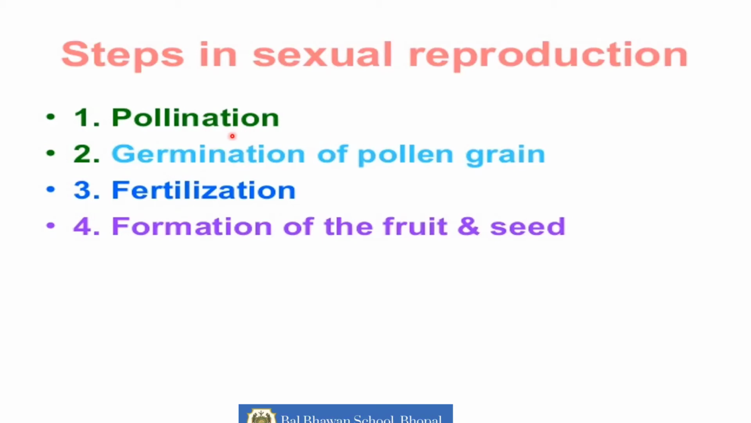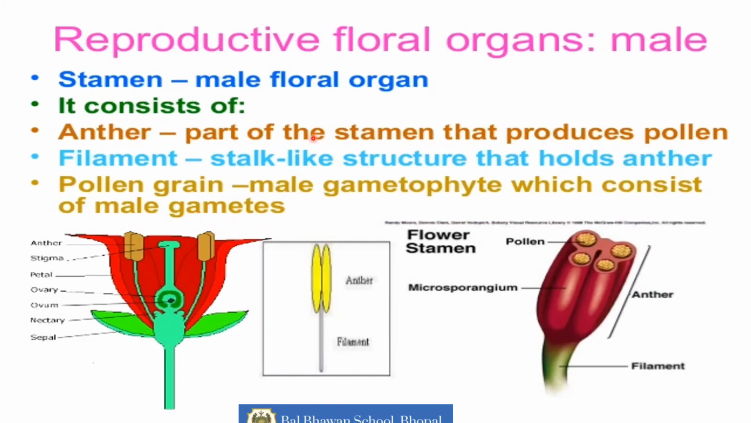Now let us see what the steps involved in sexual reproduction are. First step is pollination, then we have germination of pollen grain, then fertilization, and the next one is the formation of fruit and seed. Now, let us discuss the reproductive floral organs.